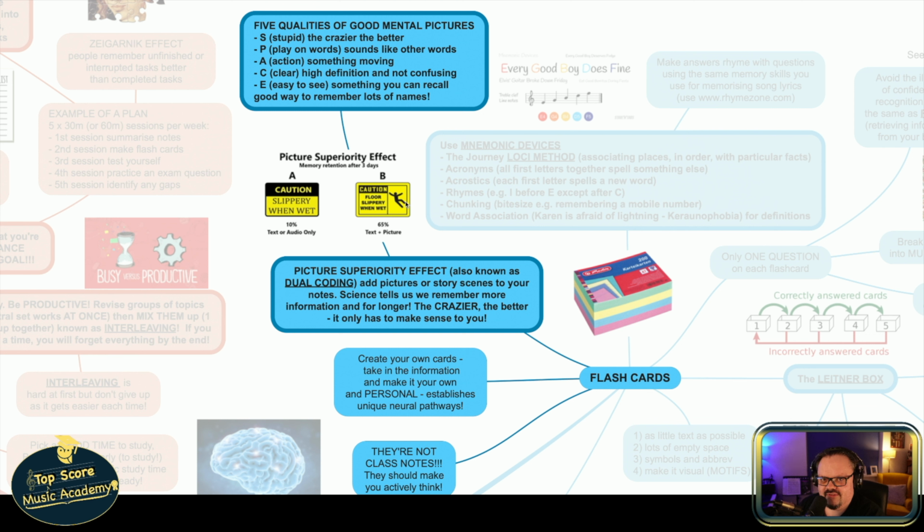So obviously pictures help. Five qualities of good mental pictures. Think of SPACE. There's another little memory technique, an acronym. So S for stupid. Suppose the crazier, the better. The more stupid it is, the more ridiculous the picture is, the better. The more you're going to remember it.